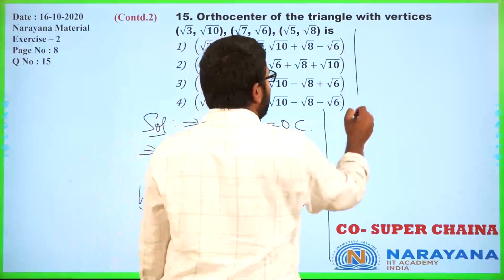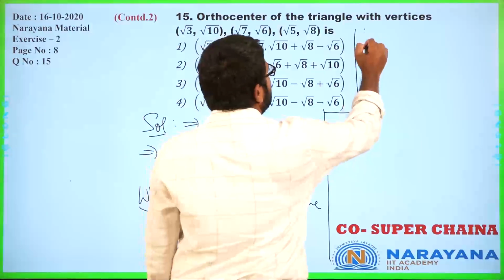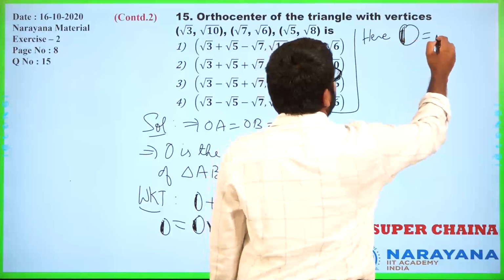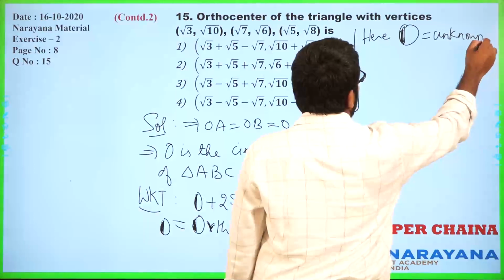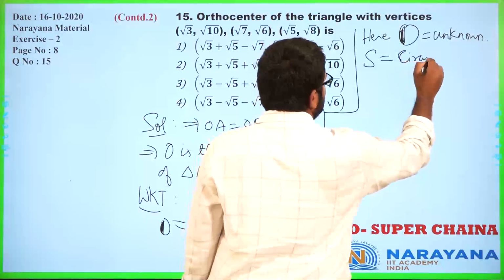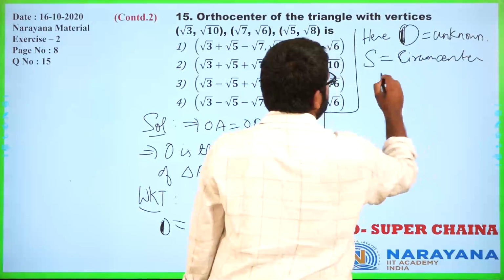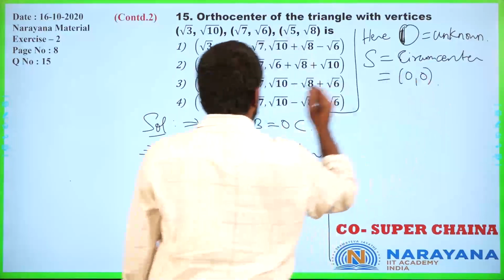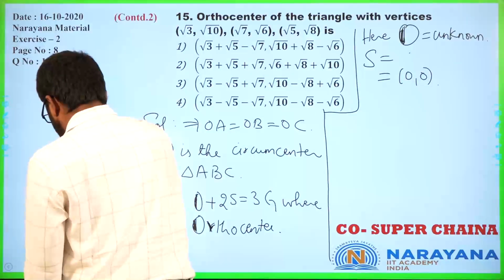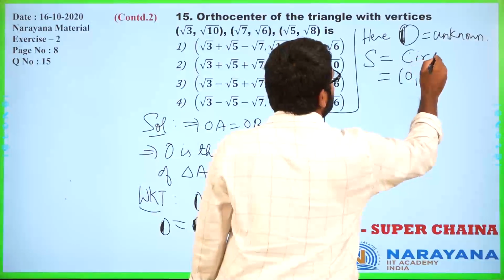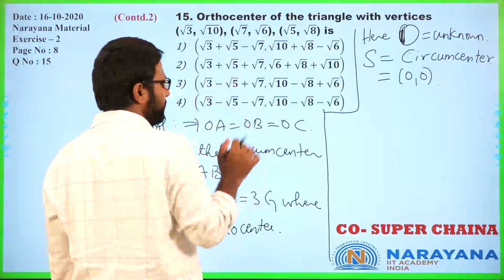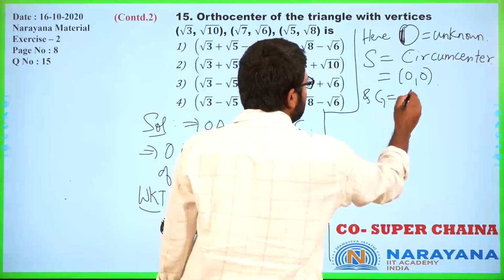Right? So here we need to figure out the orthocenter. Here O equal to, it is not known, unknown. S is the circumcenter, which is, what is circumcenter? 0, 0. Right? S is the circumcenter, which is 0, 0. And G is centroid.